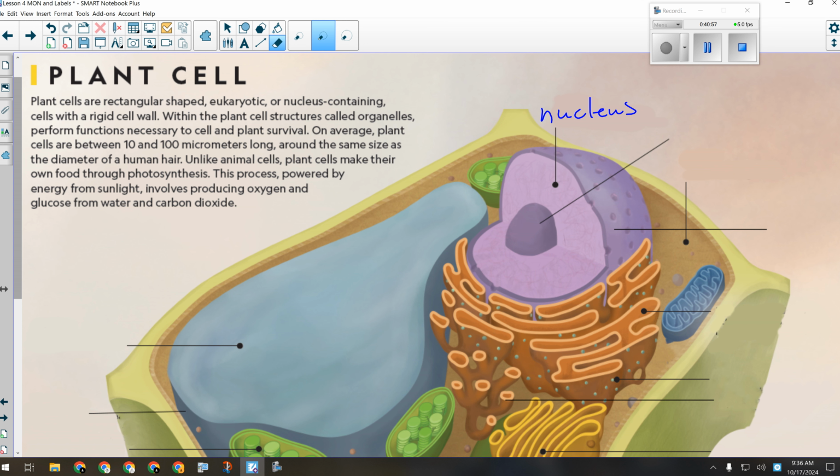Okay, all right, what's the purple dot inside the nucleus? The nucleolus, yeah.